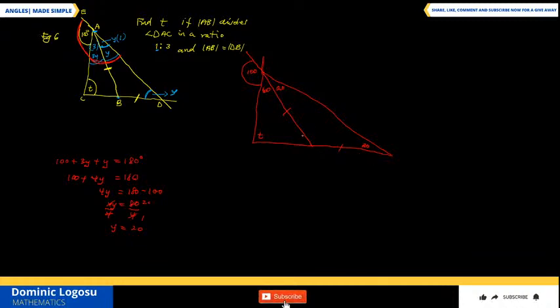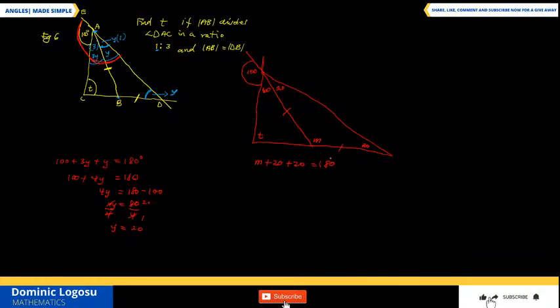Just pay attention. The target is to find this angle. Once we find this angle, we'll be able to easily find t. How do we find this angle quickly? Since we know this is 20 plus 20, let's label this one as m. So in order to find m, it will be m plus 20 plus 20 equals 180. Why 180? Because this is a triangle. And how did we get a 20? Please rewind the video and you'll know how we got the 20.